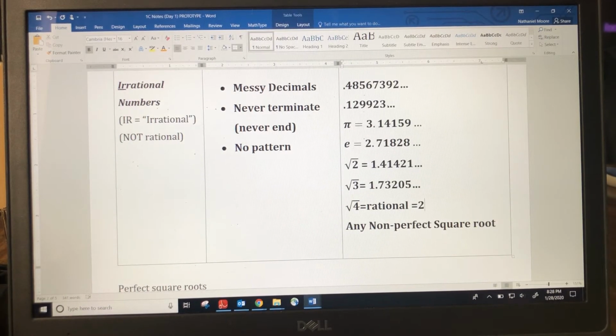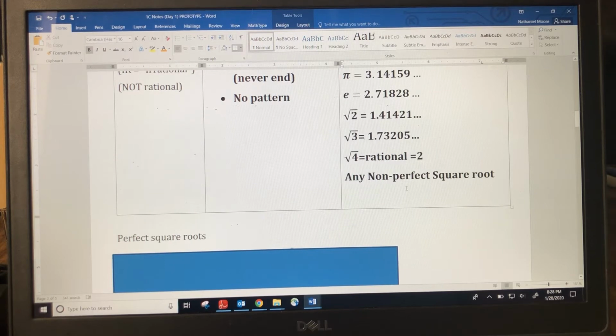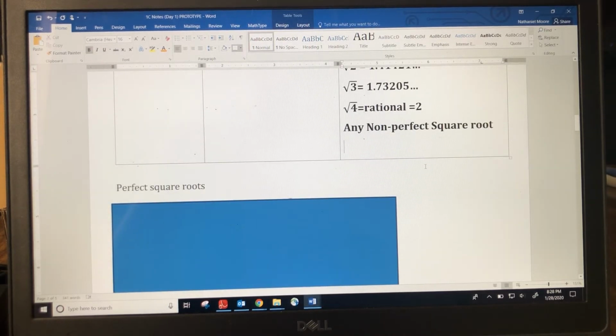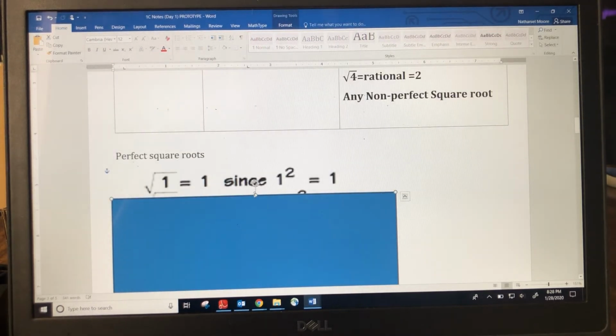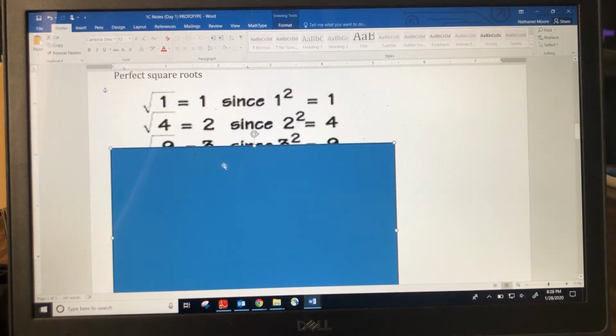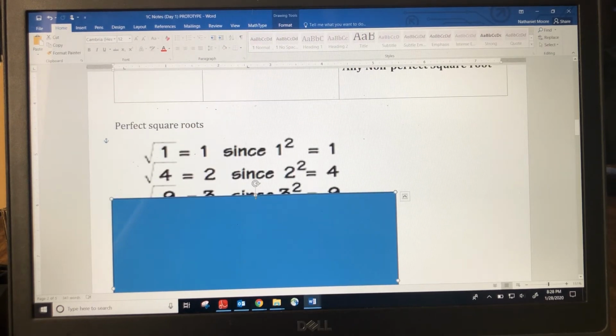It's an integer. So another way to think about it is that any of these irrational numbers would be any non-perfect square root. If you forgot what a non-perfect square root is, it's anything that when square rooted doesn't give us something nice back, a whole number. For instance, is the square root of 1 an irrational number? No, because the square root of 1 is 1, since 1 times 1 equals 1. Is the square root of 4 irrational? No, because the square root of 4 is 2, since 2 times 2 equals 4. And you can start seeing the pattern.